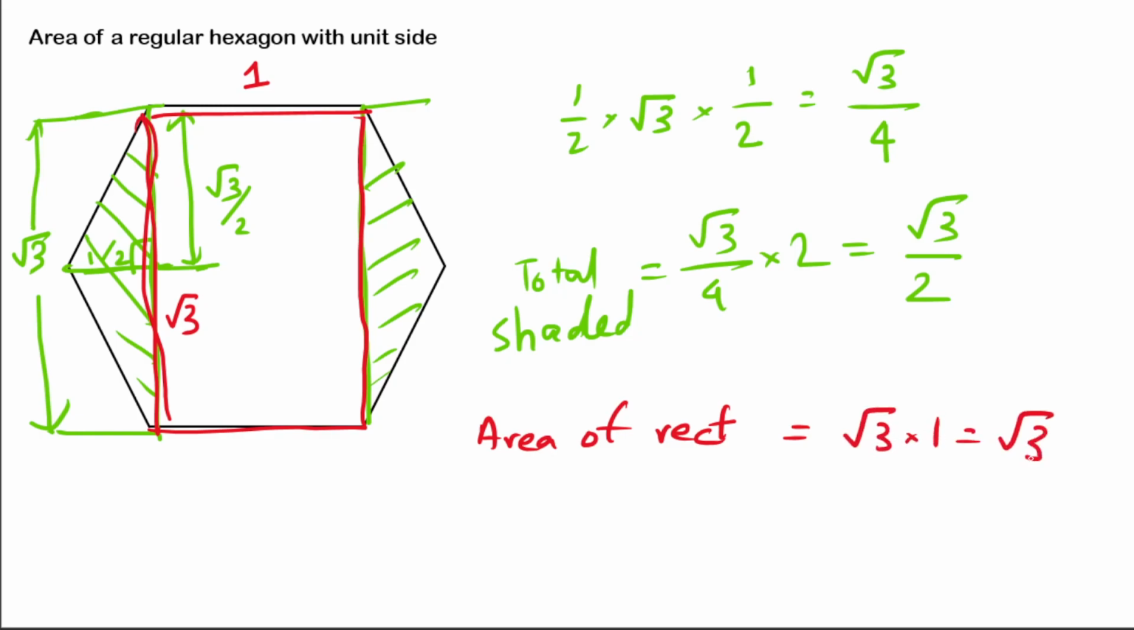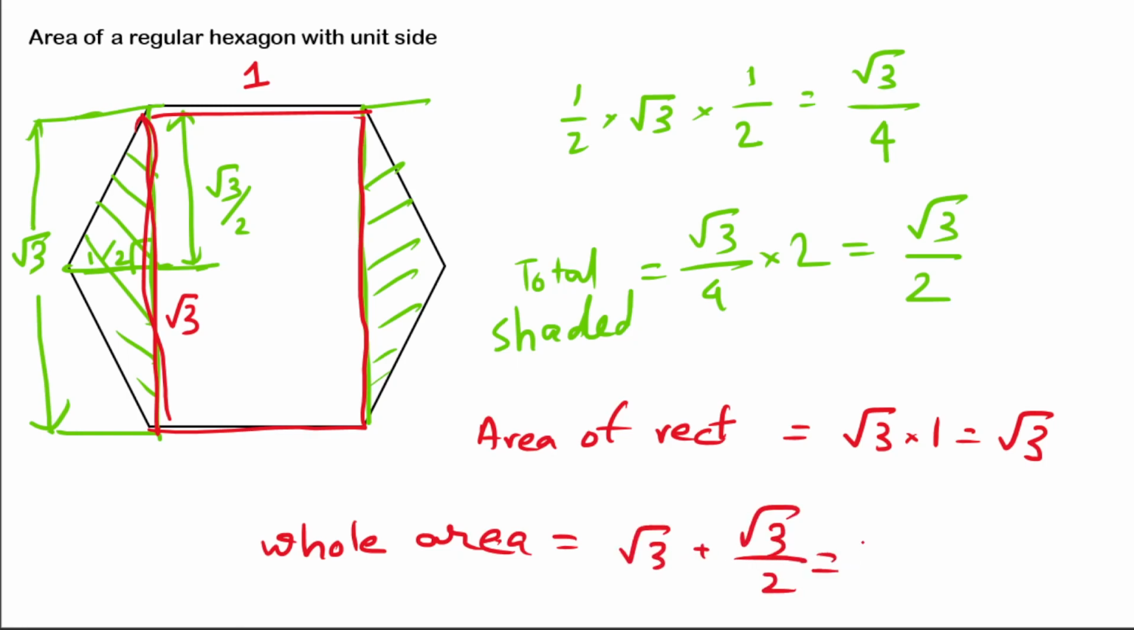So root 3. Now in order to calculate the whole area, it is going to be root 3 plus root 3 by 2, which is going to be 3 root 3 by 2. So for a unit regular hexagon, you find the area to be 3 root 3 by 2. Okay, this is how you find it. See you later in a new video.